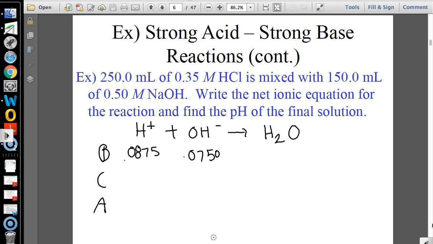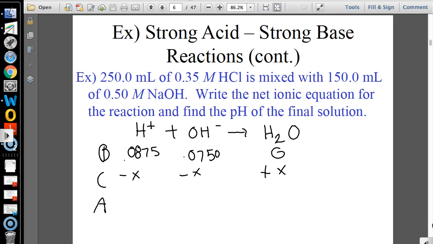Were those the right numbers, or did I mix them up? Oh, that's right. Okay, cool. So, and then of course this is 0 at the beginning. This is minus x. Remember, the smallest x value is your limiting reactant because that's actually the one that's going to run out first, right? So that means that x is equal to 0.0750.